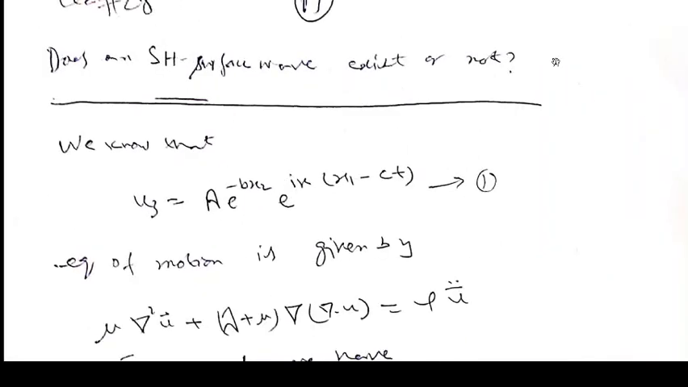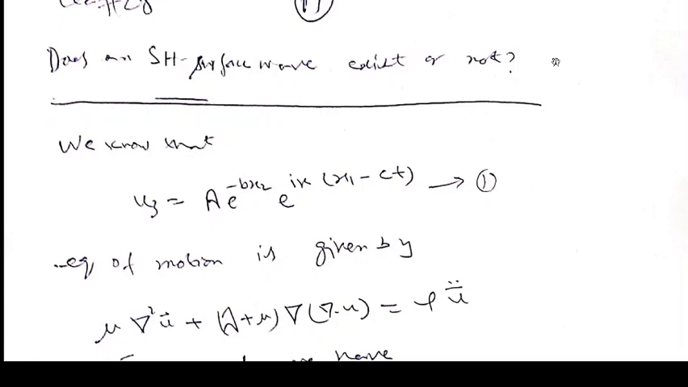Bismillahirrahmanirrahim. In this lecture we will discuss two things. One thing is that we will check whether an SH-type surface wave can exist or not, and secondly we will derive the dispersion relation for an isotropic plate.